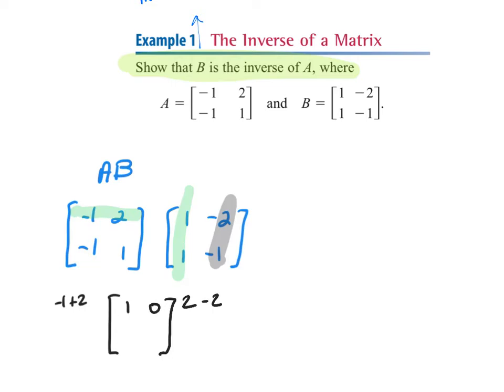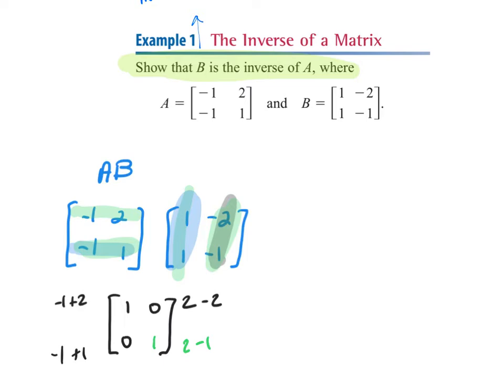Now what? Second row, first column. So negative 1 times 1 is negative 1. And then 1 times 1 is plus 1. So negative 1 plus 1 is? Good. Second row, second column. Negative 1 times negative 2 is 2. And then 1 times negative 1 is? So 2 minus 1 is 1. Did I create the inverse matrix there?